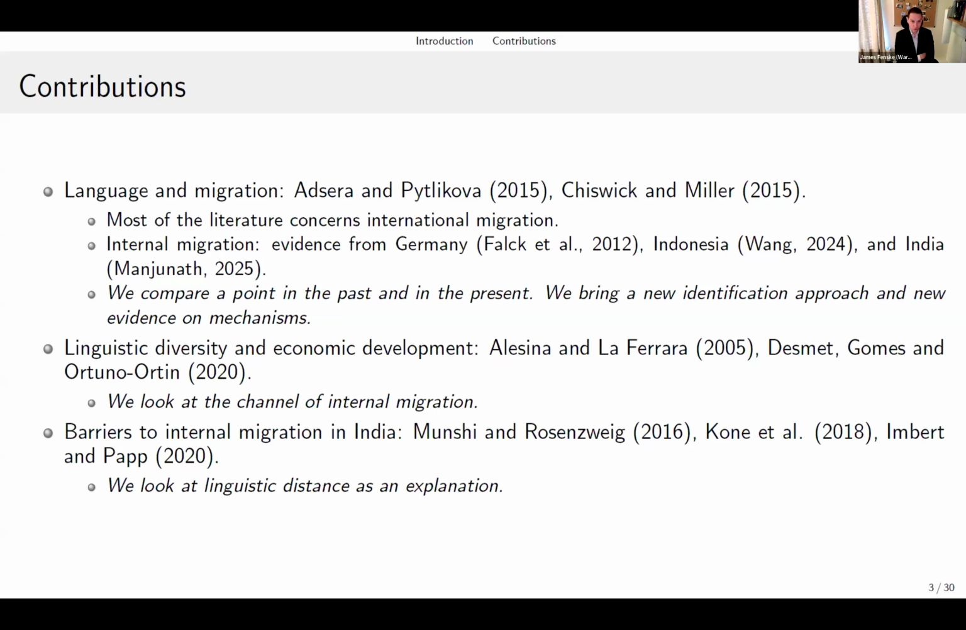Lastly, there is a literature focused relatively specifically on India that asks why it appears that internal migration in India is so low, both in the past and in the present. And it's a literature that's focused on things like, if I move out of my village, I lose my caste network as a source of informal insurance. Or it could be that I lose access to public goods, or it could be that it's related to the quality of infrastructure. We add to this literature by focusing on language as an explanation that hasn't received that much attention and on its persistence as a barrier over the course of something like a century.